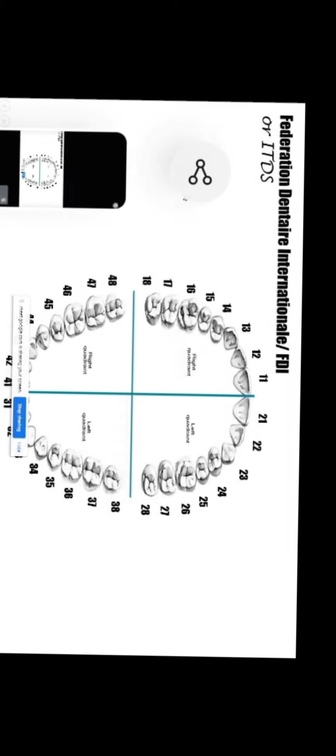Got it? Yes, Doc. Let me repeat. The international two-digit system, permanent dentition, there are 2 digits. The first digit represents the quadrant, and the second digit represents the specific tooth type. In each quadrant, the teeth are numbered from 1 to 8. That's why all centrals are 1, laterals 2, canines 3, first premolar 4, second premolar 5, first molar 6, second molar 7, third molar 8. Okay?